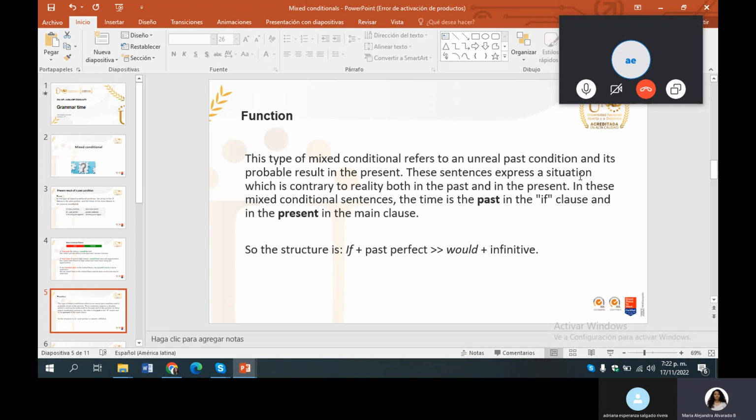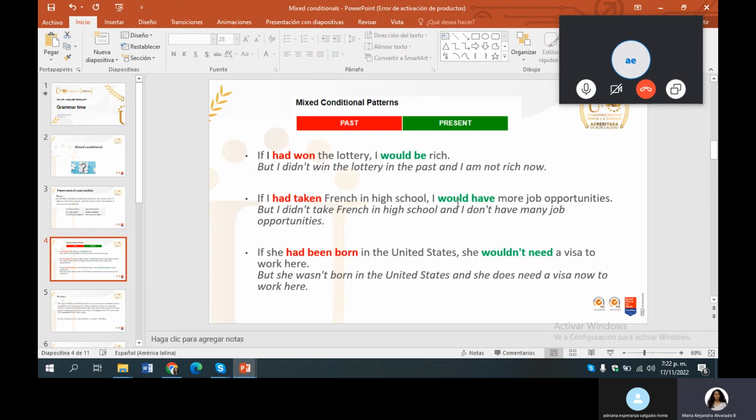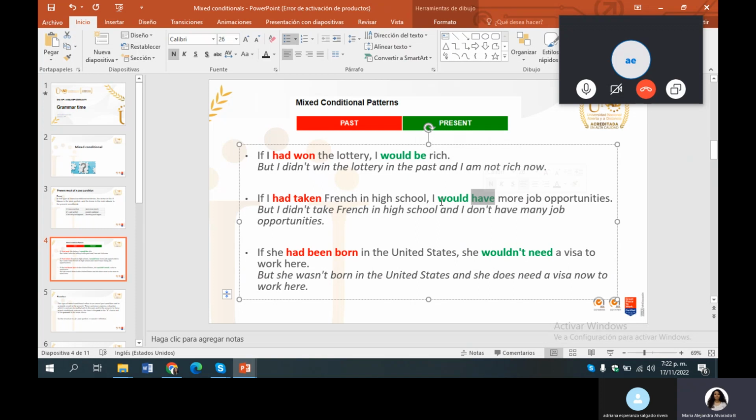Here, the sentence expresses a situation which is contrary to reality, both in the past and in the present. In this mixed conditional sentence, the time in the if clause is in the past. This is really important. We have the structure: the first thing we put is the conditional if, and then the past perfect. And after that, we put would and the infinitive. So as you can see, when we are talking about the present, we have to put the verb in the infinitive.